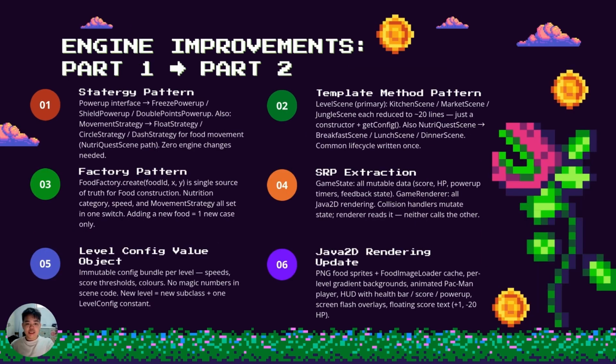Now I'll be talking about the engine improvements. We've updated the game engine to make it cleaner and easier to expand. Here are the 6 main changes we made to the code. Firstly, the strategy pattern. We separated how things move and work. For example, freeze or shield power-ups are now separated from the main engine. This let us add new abilities without changing the core code.